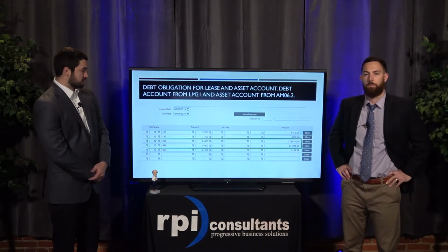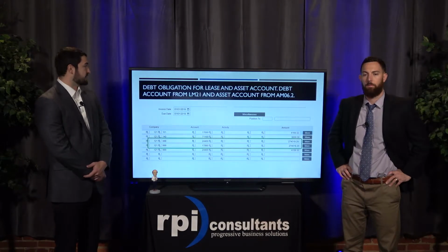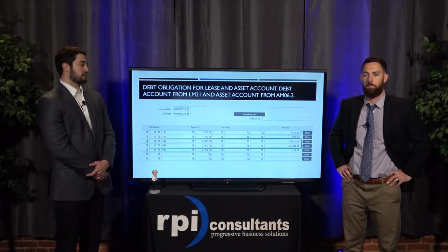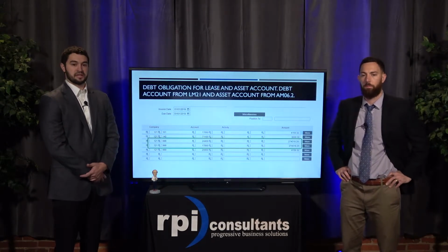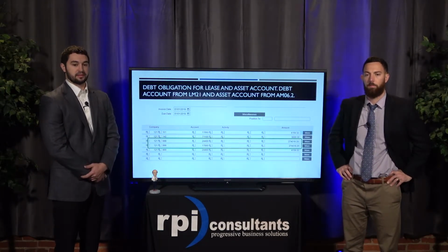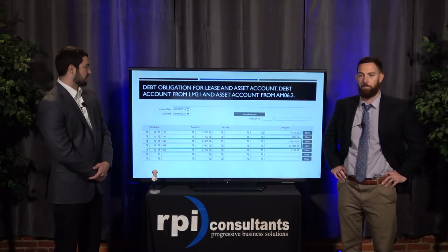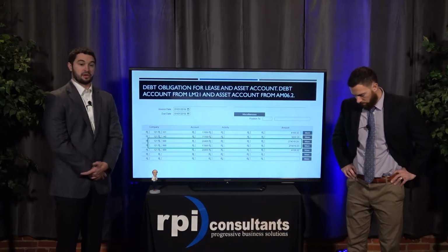So the very first thing we'll see here in the middle is the debt obligation for the lease and the asset account. This is only going to appear the very first time, after your adoption date or when your first invoice for that lease is created, whichever is first. And it's going to be the net present value, and again, it's the debt obligation and your asset account.